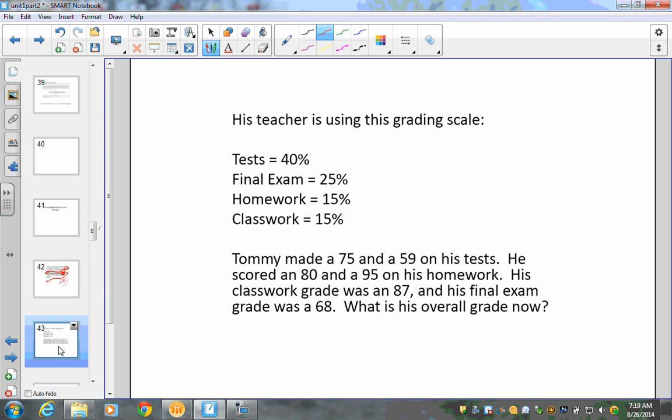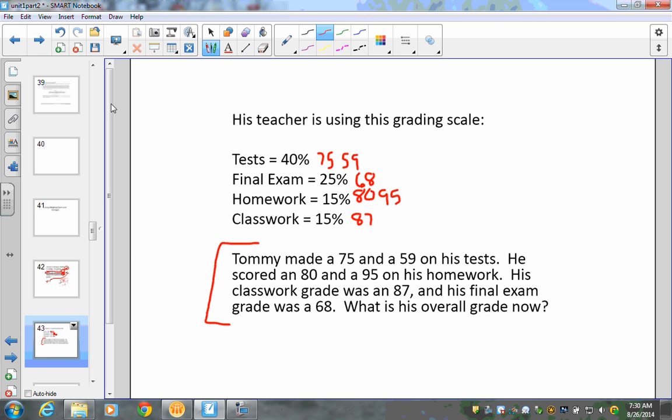Something that looks like this, where tests make up 40% of an overall grade, final exam 25, homework 15, classwork 15. And of course we have Tommy here making these types of scores. So these are the scores that he made. And so I'm going to take all this information and put it right next to each category just from an organizational standpoint. Now I'm writing with my mouse, so if it seems a little off, I apologize. Let's see, that's an 80, 95. Like I said before, I'm just writing everything up here to get everything organized. And so here's all of our grades that we've had so far.